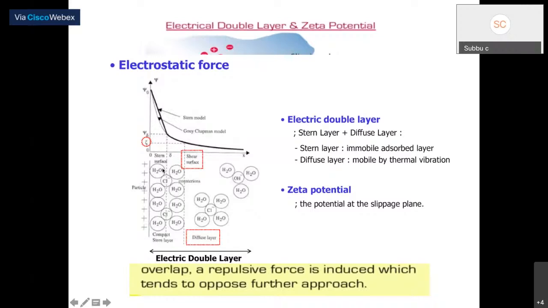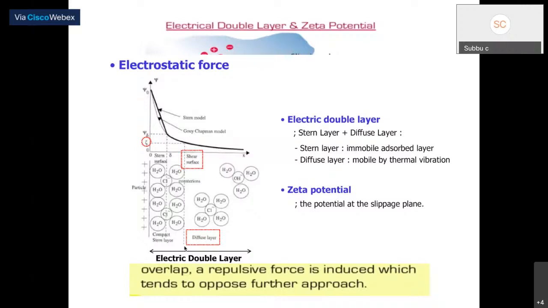That means there is a huge potential at that layer. But if you go away from the first layer, there is attraction, and at the same time there is repulsion. This negative charge can get repelled, while at the same time there is an attraction force. That means at one point, the strongly held layer and the loosely held layer can be differentiated. The potential at that particular point is called the zeta potential.